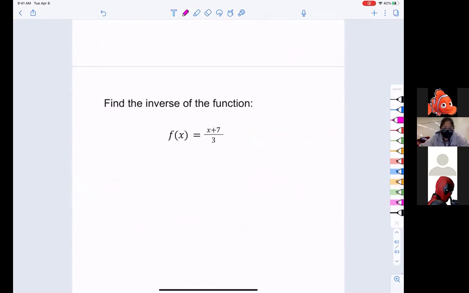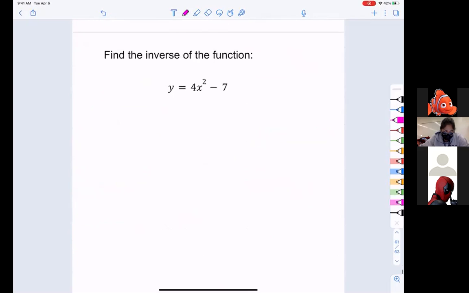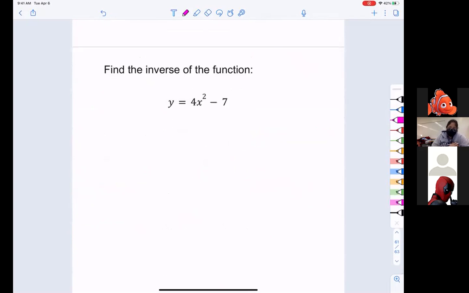So let's try, I think there's only 2 more. All right, 2 more examples. Find the inverse. Y equals 4x squared minus 7. So our first step is, it says find the inverse, so we're going to flop the x and y. We have x equals 4y squared minus 7. You always have to leave the y on there. So we're going to start with -7.